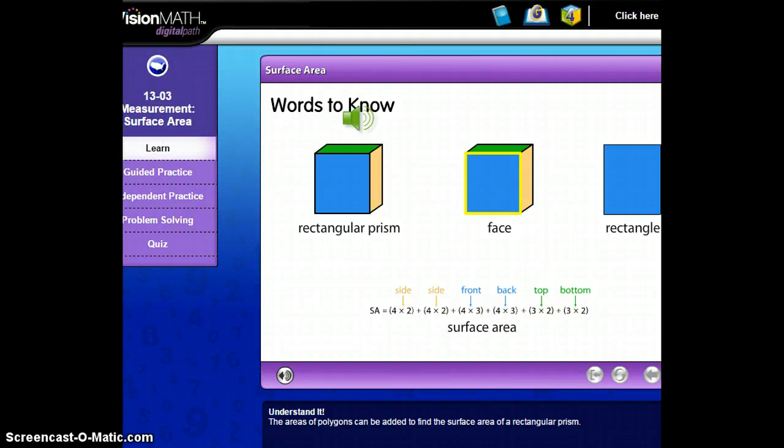Words to know. Rectangular prism. Face. Rectangle. Surface area. So let me just point out, I know this looks extremely long here at the bottom.